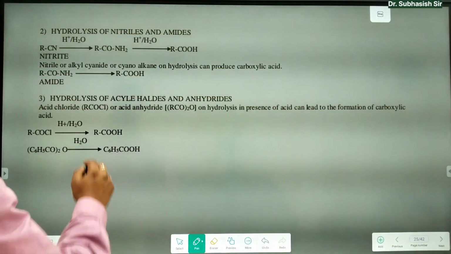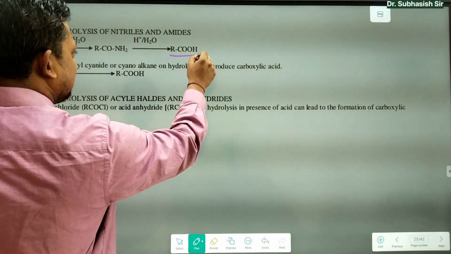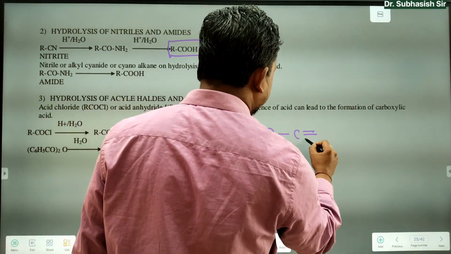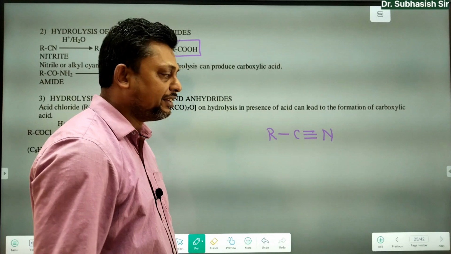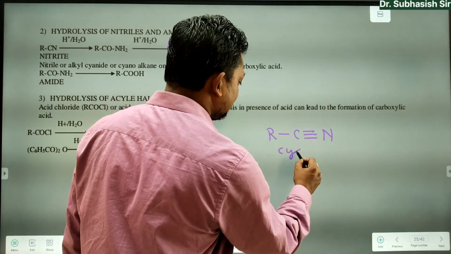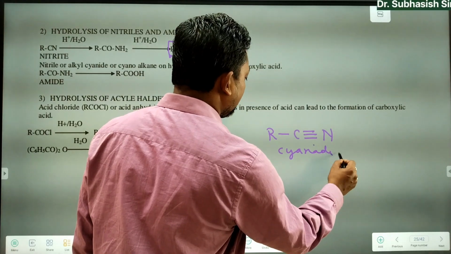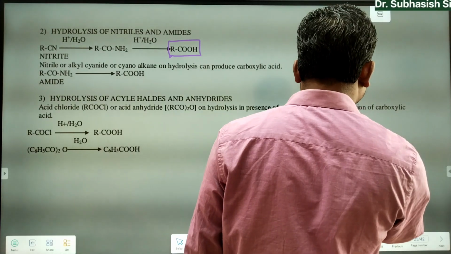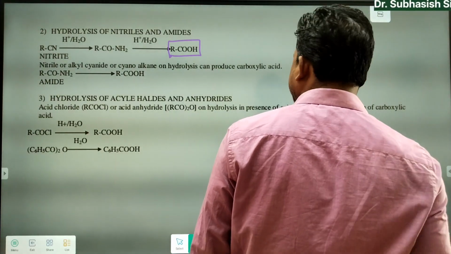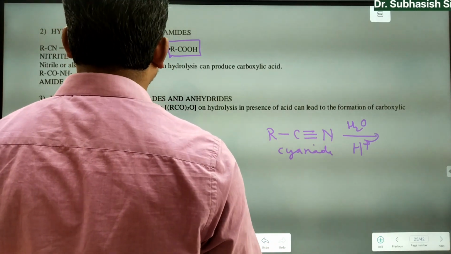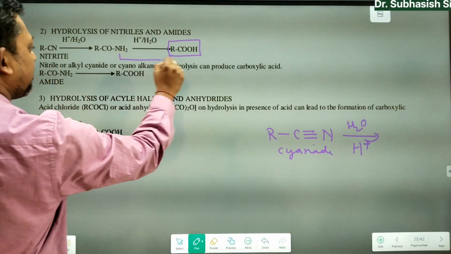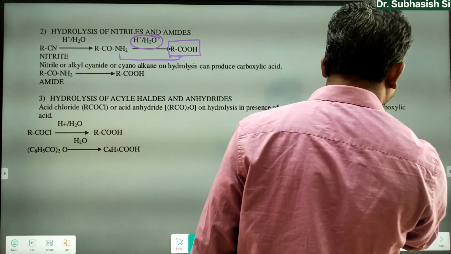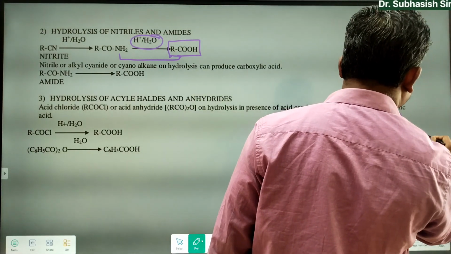As I already discussed with you, carboxylic acid is RCOOH. So if you carry out hydrolysis of nitrile, these kinds of compounds are called nitrile, or also cyanide, or also cyanoalkane. So whenever you add water to this nitrile in presence of acid, first you will get an amide, and further this amide can generate carboxylic acid on further hydrolysis. So if you hydrolyze, first you will get RCONH2, that is called amide.